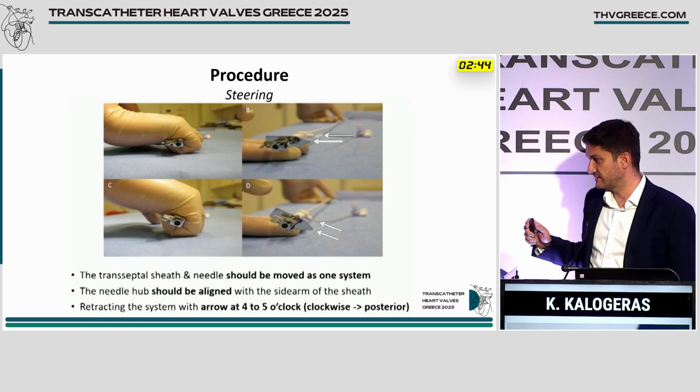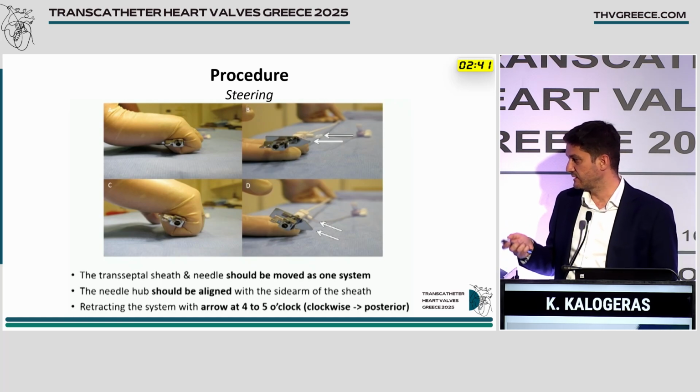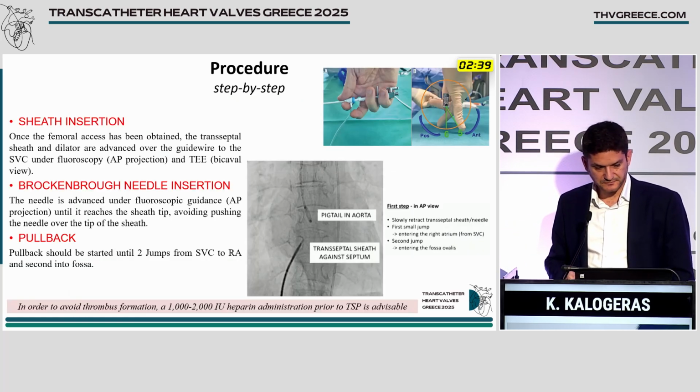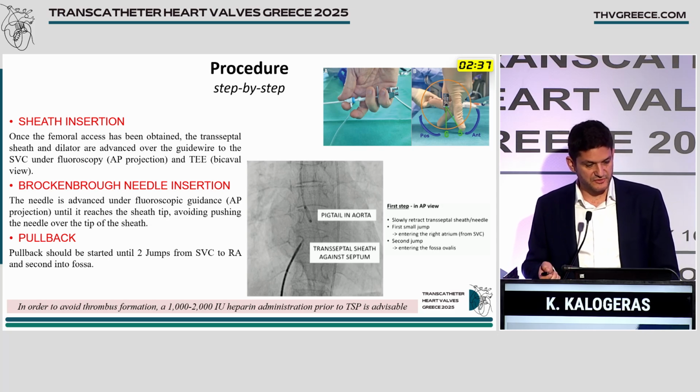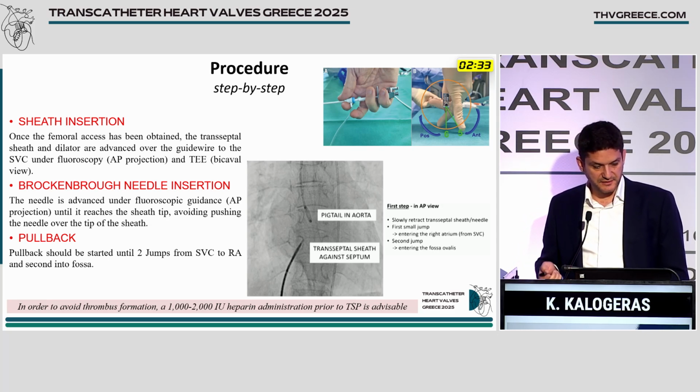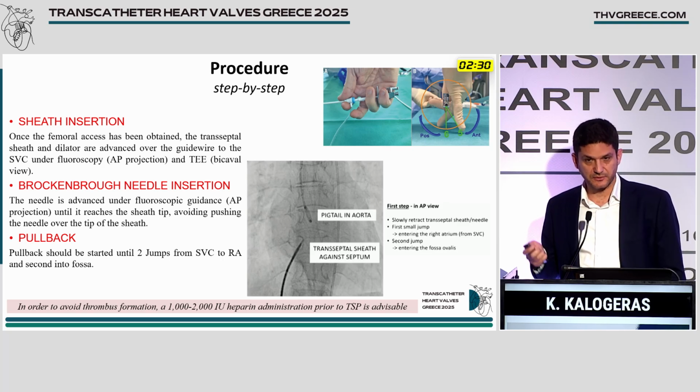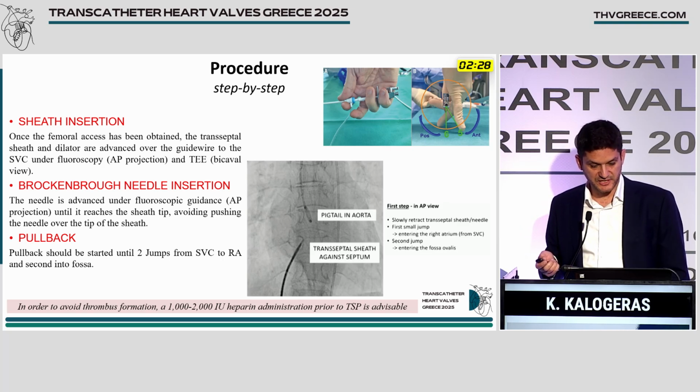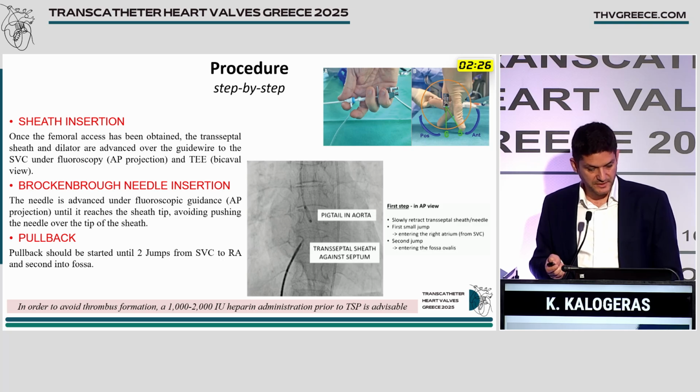And keep in mind that turning clockwise, it goes posterior, and counterclockwise, anterior. So starting the procedure, once we gain the femoral vein access, the transseptal sheath and dilator are advanced over the guide wire to the SVC under the AP projection and the bicaval view.